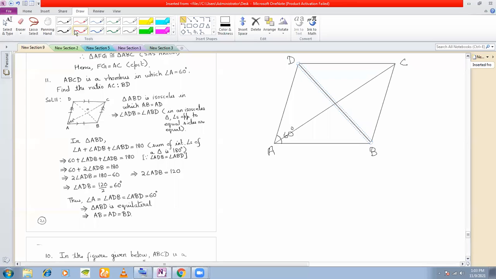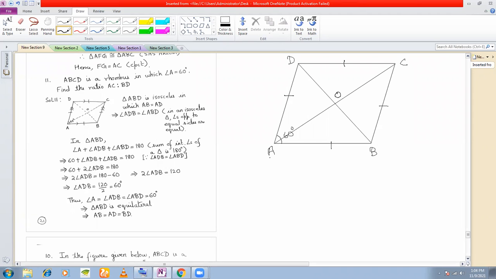Sir, AB is equal to AD? No, it is a rhombus, so all sides are equal definitely. All these are equal. And let's call this point of intersection of the diagonals O. You need to find the ratio AC to BD, the ratio of the length of the diagonals. Okay, how to solve this? Now again, look at this very carefully. Very interesting question, and not very difficult also.